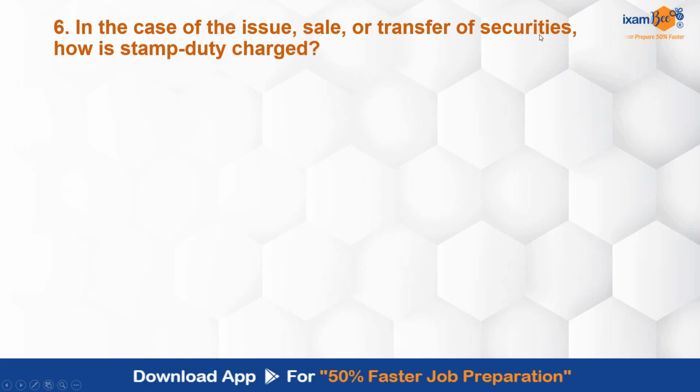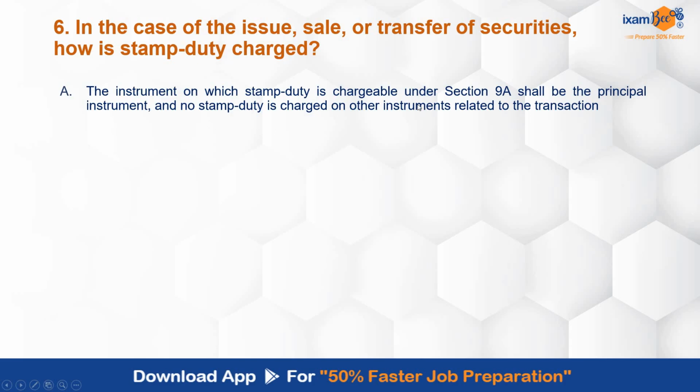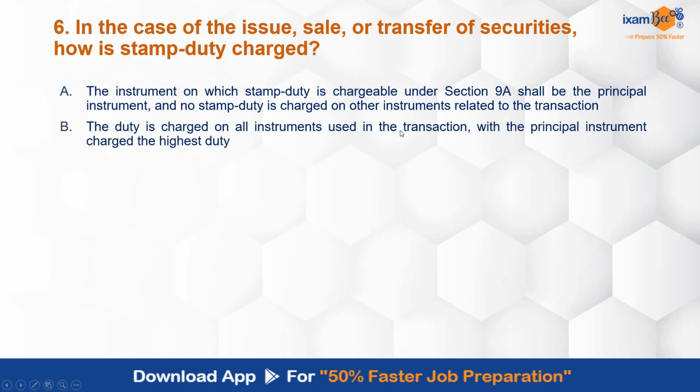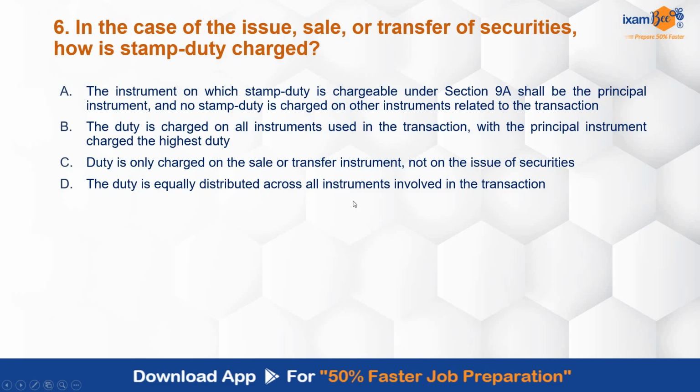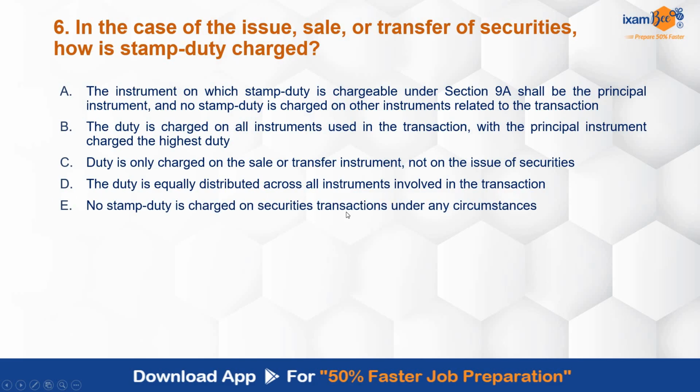In the case of issue, sale or transfer of securities, how is stamp duty charged? Instrument on which stamp duty is chargeable under section 9A shall be the principal instrument, and no stamp duty is charged on other instruments that are related to the transaction. Duty is charged on all instruments used in the transaction, with the principal instrument charged in the highest duty. Duty is only charged on the sale or transfer instrument, not on the issue of securities. Duty is equally distributed across all instruments involved in the transaction. No stamp duty is charged on securities transactions under any circumstances.